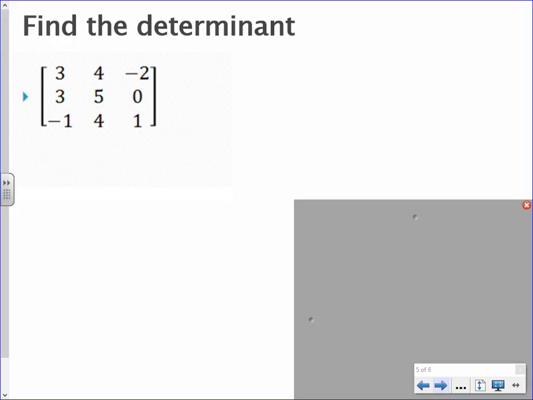Okay, we need to copy how many columns? 2. 3, 3, -1, 4, 5, 4. Okay, so our down diagonals are first. What is 3 times 5 times 1? Plus 4 times 0 times -1. Plus -2 times 3 times 4.